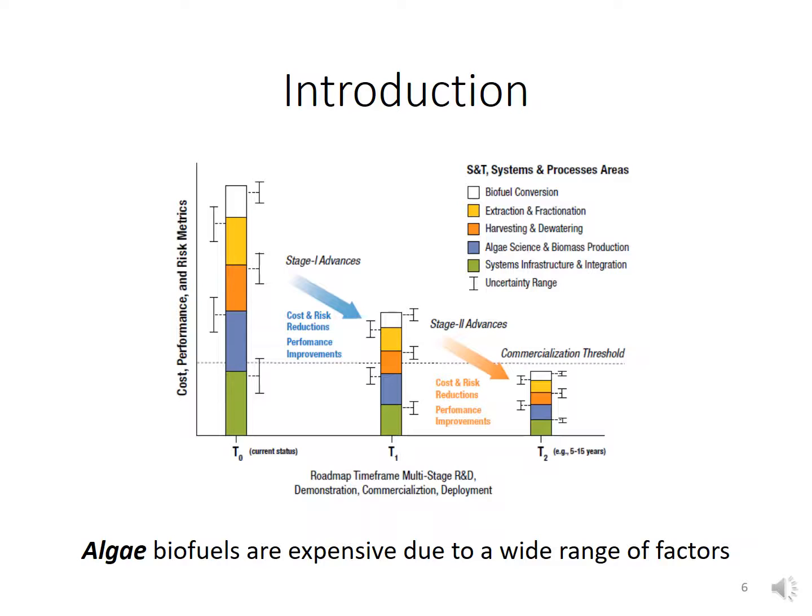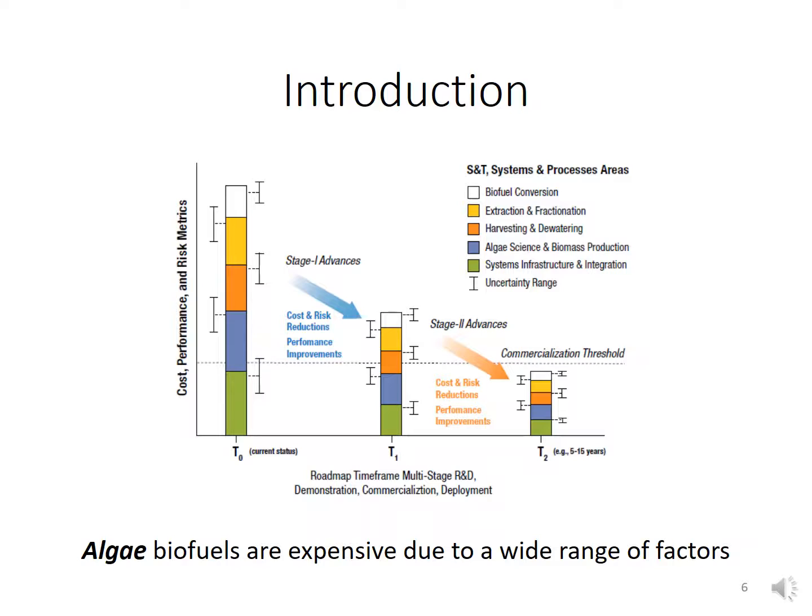And so, because of all those factors, we're going to see that algae production is very expensive. We'll see the number here in another slide. The cost of producing biofuels from algae, the feedstock side, the algae science and biomass production, system infrastructure and integration, harvesting and dewatering, those contribute over 50% of the cost. In fact, the conversion to biofuels is a small portion of the cost.